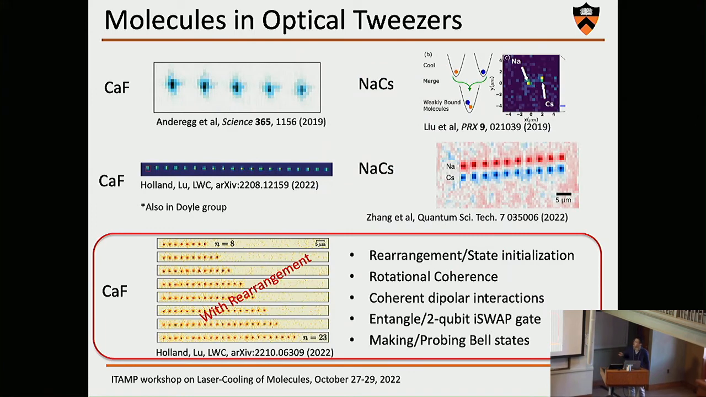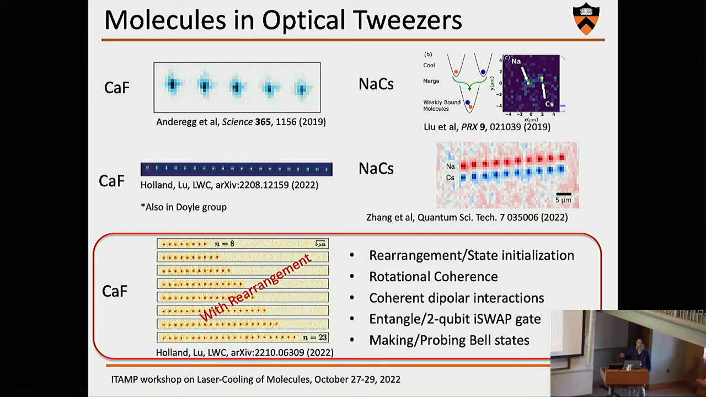So in 2019, the first molecular tweezers were made, as you've seen this morning, both with laser-cooled CaF and also with bialkali sodium cesium. And this year, in 2022, it's sort of the year where these molecular tweezer arrays are scaled up to somewhere between 10 and 50 sites. So for laser-cooled calcium fluoride in our group, we're able to get tens of these tweezer traps earlier this summer, and this also has been realized in John's.